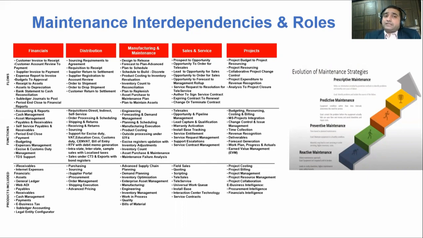And then there is sales and service as one function, where whatever products you have manufactured, you sell to your customers. And then the last one is the project. So these are the key functions, and maintenance comes under the manufacturing function. And these are various flows related to each function area, which you can see, like in finance there are multiple flows. In manufacturing, there are designing, forecast to planning, plan to schedule. All these are various manufacturing flows. And then particularly related to EAM, there are these flows like asset purchase to maintenance plan or plan to maintain assets. These are the key flows.